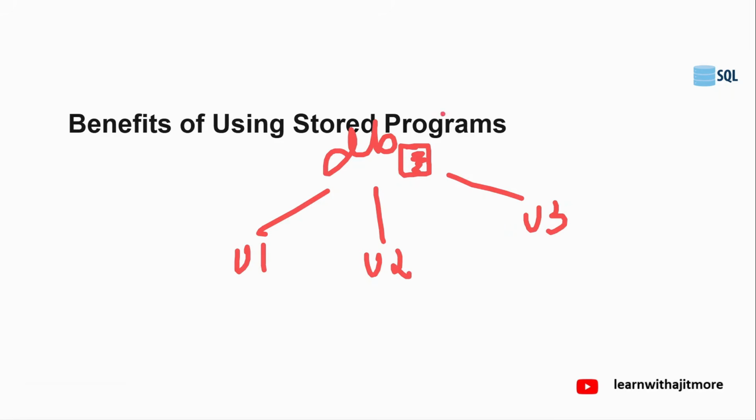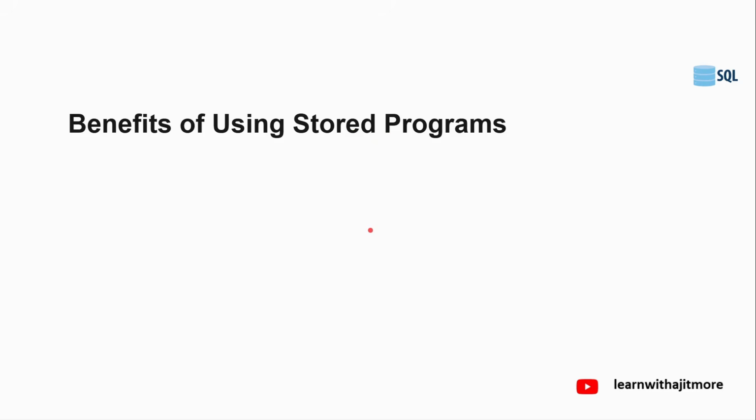Instead of that, you fix the bug at one place and those changes are reflected to everyone. Get it? So all these benefits you get: bug fixing at one place, modifications only at one place, reusability, less network overhead, and as it is kept at a centralized place, the business logic is shared by everyone. And as it is at a centralized place, it is more secure. So all these benefits you get with the help of stored programs.